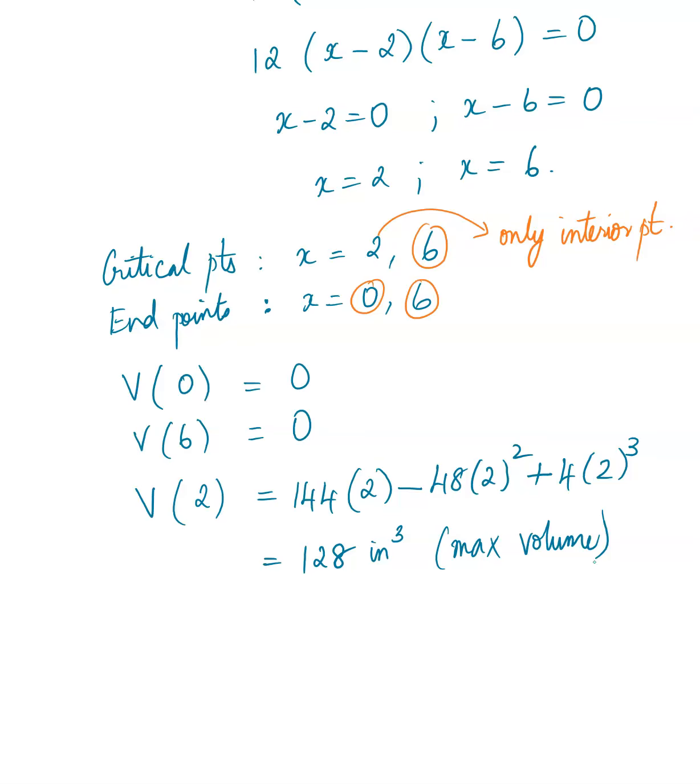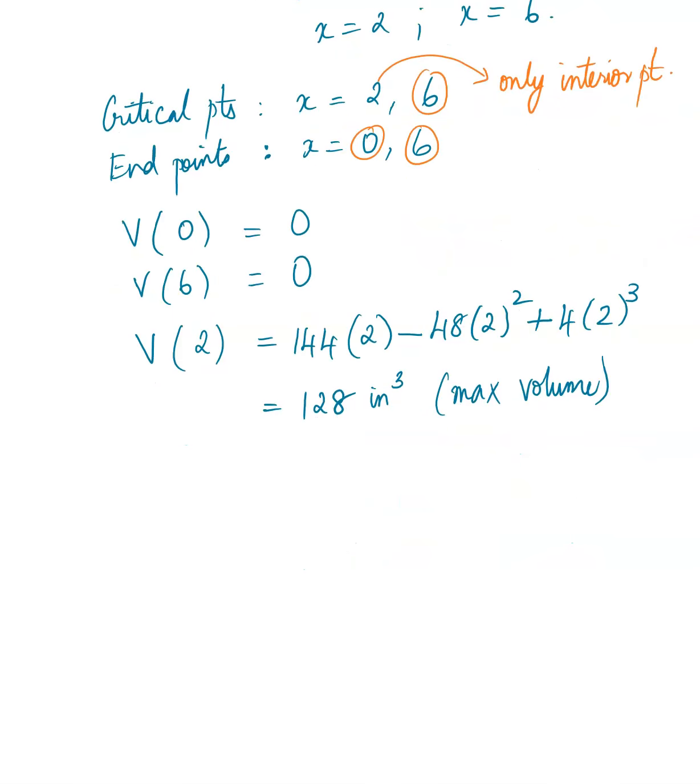That is the whole idea of absolute max. Absolute max is where the volume is maximum, and it occurs at 2, which means the squares must be 2 inches each side for it to be cut out. So we can conclude the answer, because the question was how large should the squares be cut from the corners. They didn't ask about the volume. So the maximum volume occurs at x equals 2, so the cut out squares must be 2 inches on each side.